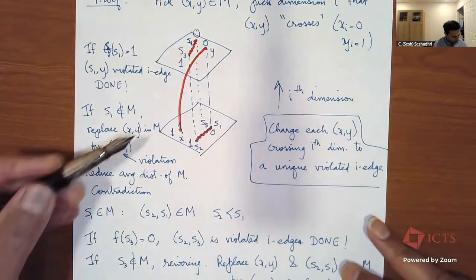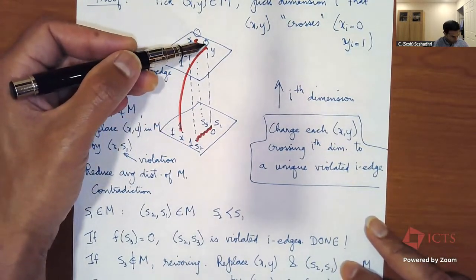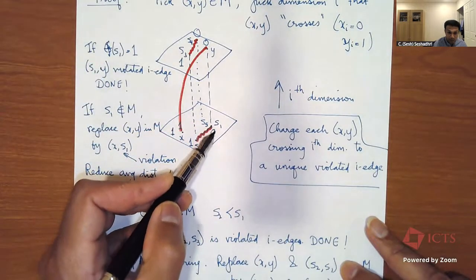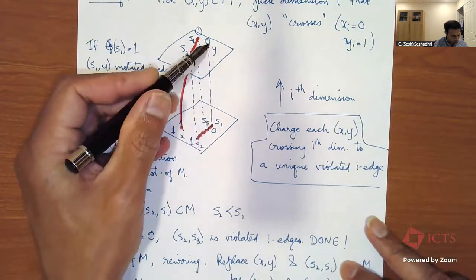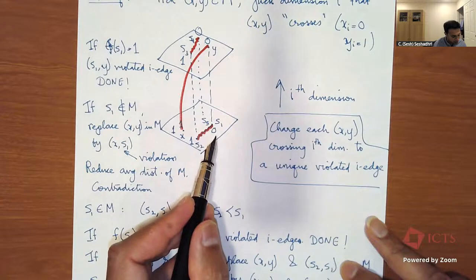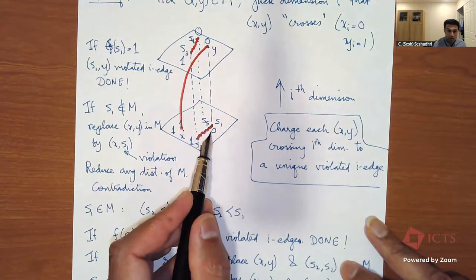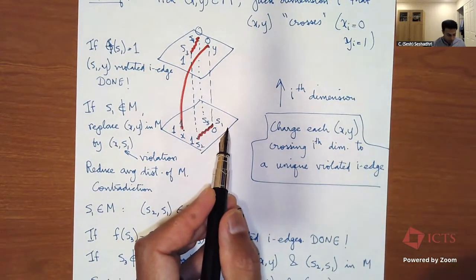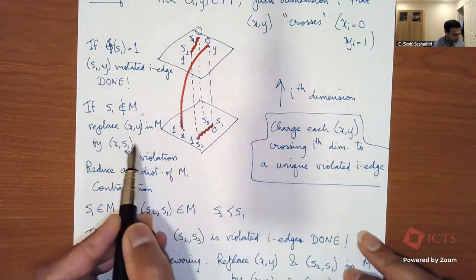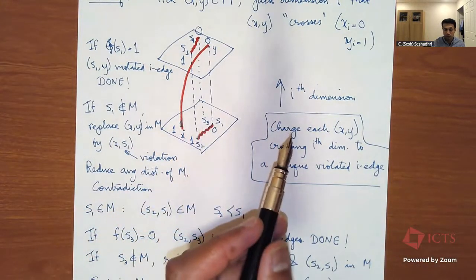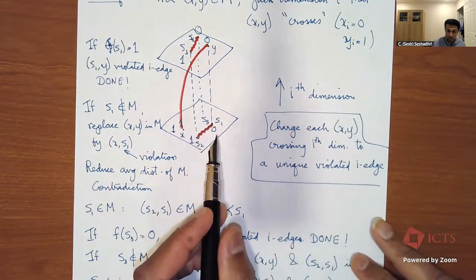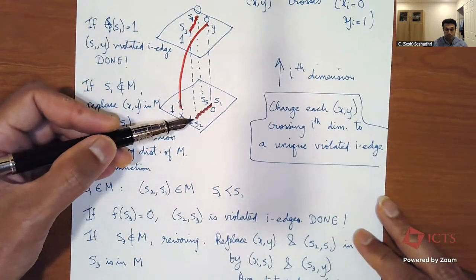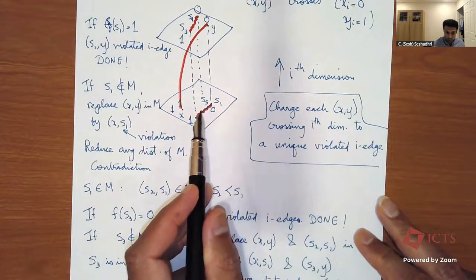The way that this works is you take xy, you project down, you get S1. Now if S1 had a value of 1, then this is already a violated edge. Hence the value is 0. But if the value is 0, then actually xS1 is also a violation of monotonicity. So if S1 was not in the matching, then you could match x to S1 and you would reduce the average distance. Since we started with something that minimizes the average distance, S1 participates in the matching and is matched to S2, which has a value of 1, right? Because that's a violation.